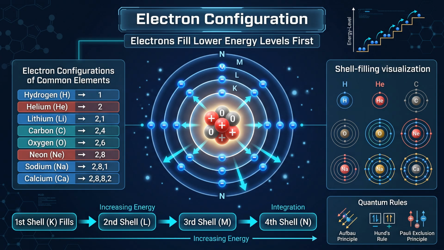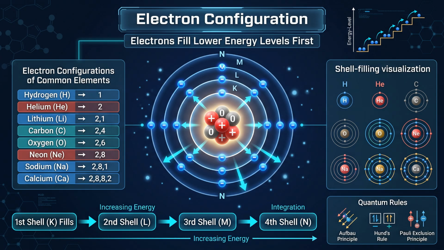A simple way to visualize electron configuration is to imagine a multi-story building. The nucleus is at the center, and the energy levels are like different floors. People always enter the lowest available floor first before moving to higher floors. Similarly, electrons always occupy the lowest energy shell first. Once one shell is filled according to its capacity, additional electrons move to the next shell. This orderly filling continues until all the electrons have been placed.